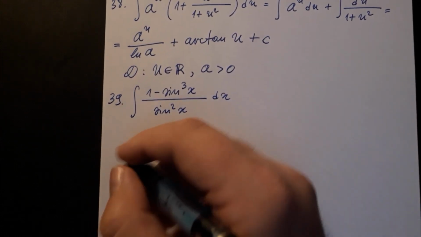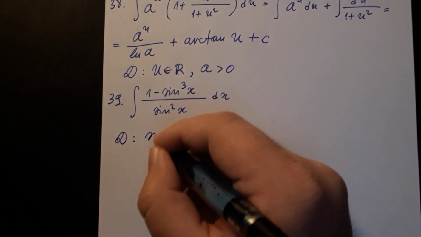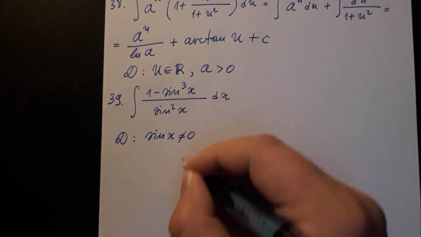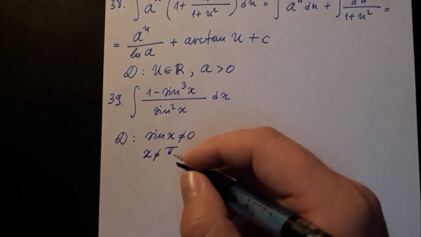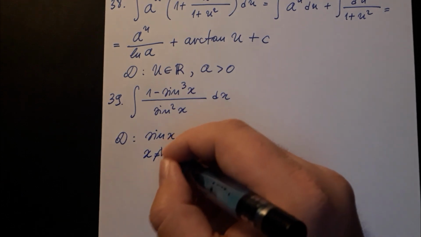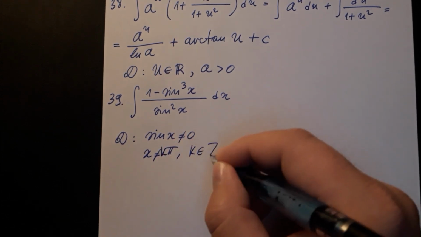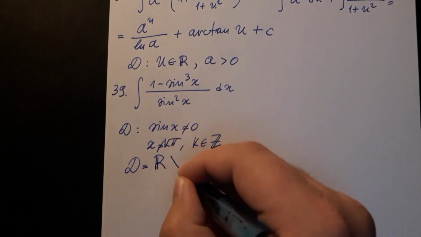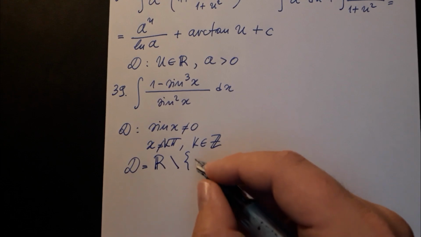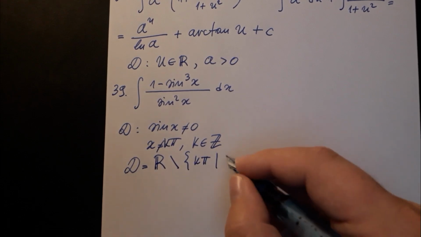For this integral to be well defined, sine of x has to be different from 0, and that means that x is different from kπ, and k has to be an integer. So the area in which this integral is defined is the set of real numbers excluding kπ, where k is an integer.